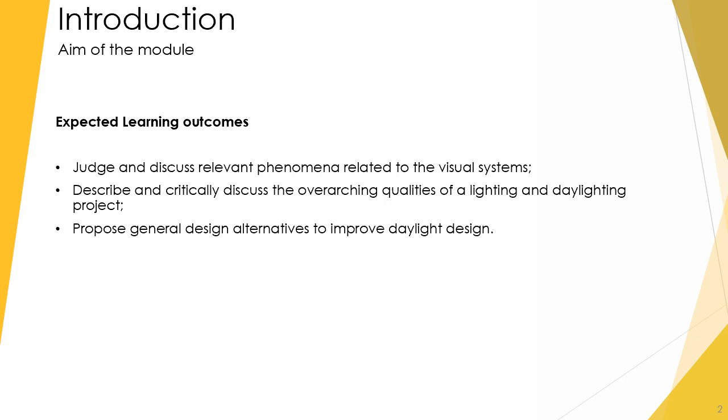At the end of the module, you can expect to be able to judge and discuss relevant phenomena related to the visual system. But you can also expect to be able to describe and critically discuss the overarching qualities of a lighting and daylighting project. And possibly you are expected to be able to propose general design alternatives for a daylighting project to improve.